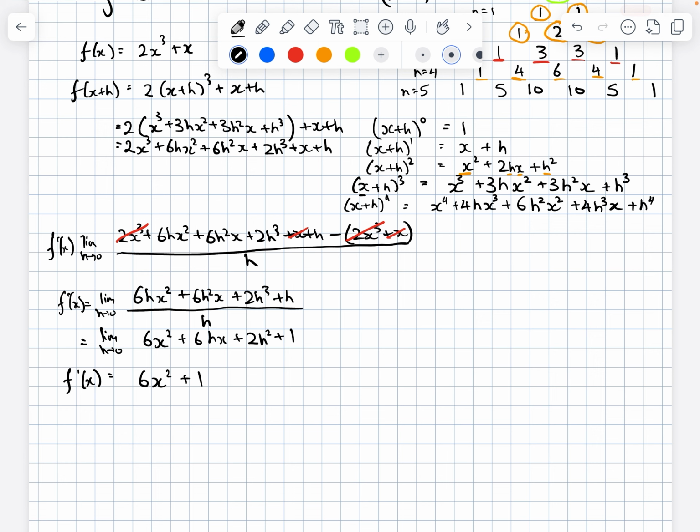That is how you differentiate from first principles. It doesn't use any differentiation rules apart from rise over run. And it gives us this function, f dash x, which when you plug in any x value will tell you the gradient at any point.